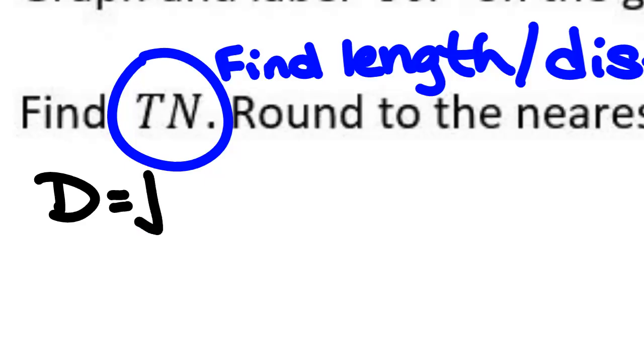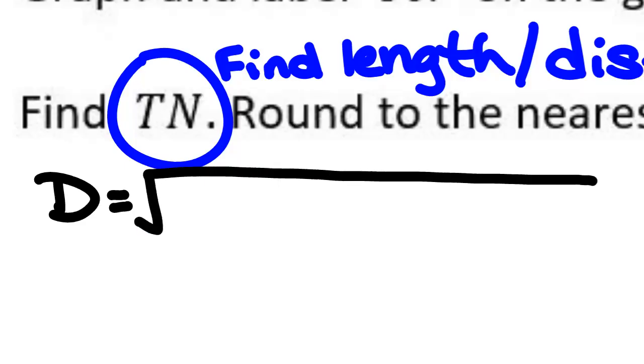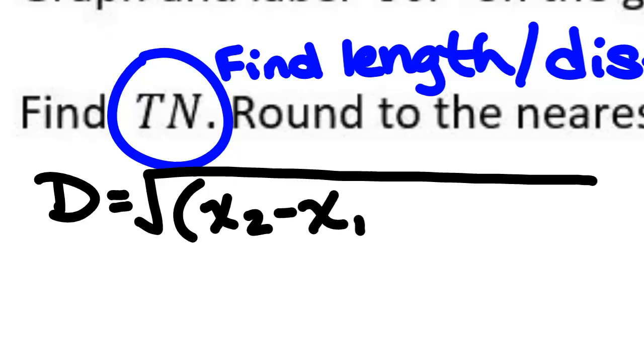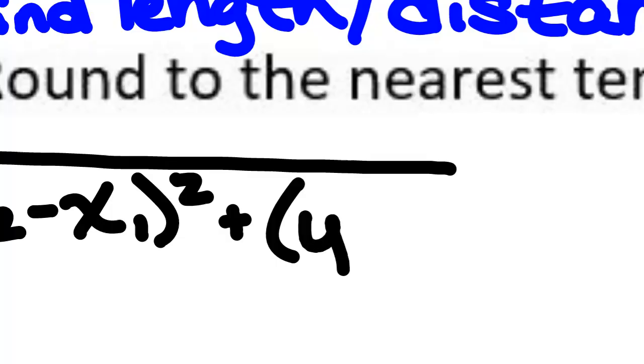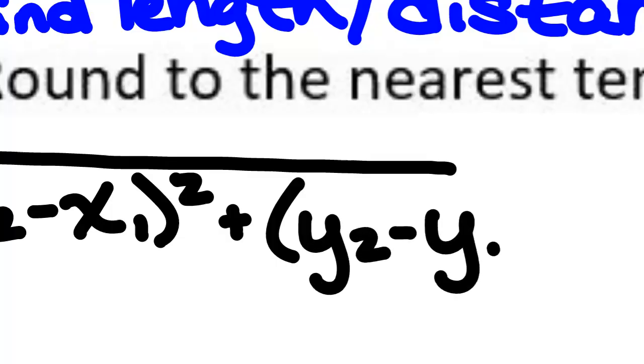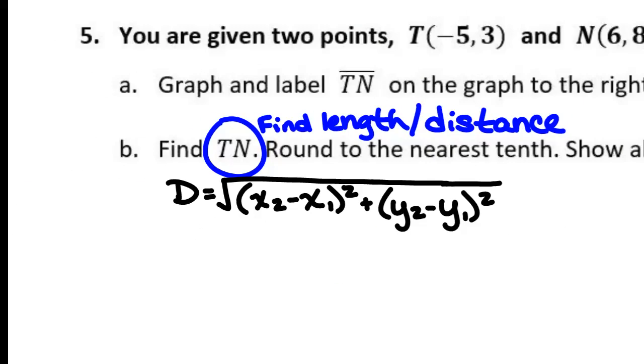Distance is equal to, and then we need a big square root sign. x2 minus x1 squared plus y2 minus y1 squared. And all of that should be underneath the square root symbol. So that means looking at my points, I need an x1, y1. I need an x2, y2.